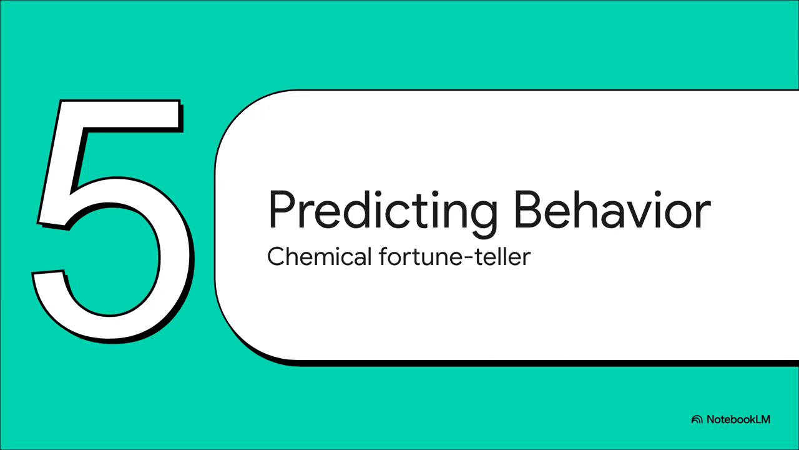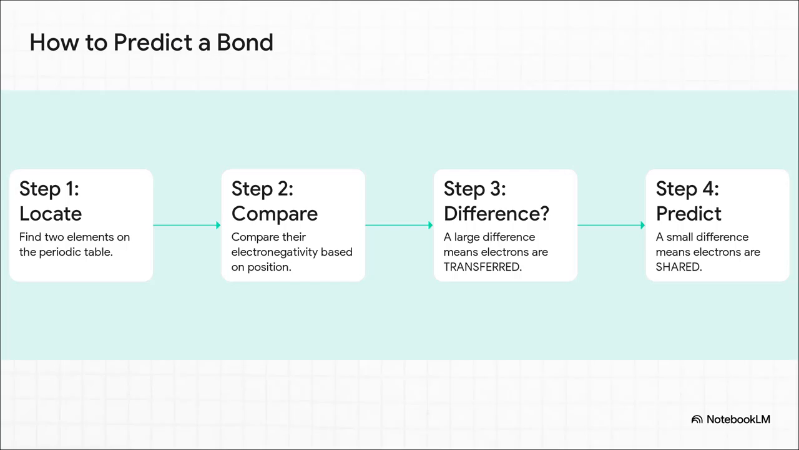All right, this is the payoff. We've learned the MAPS rules, we've learned its patterns. Now, let's put it all together and use it to predict the future, or at least the future of chemical bonds. Here's how you do it. Just find any two elements. Then ask yourself, where are they on the map?